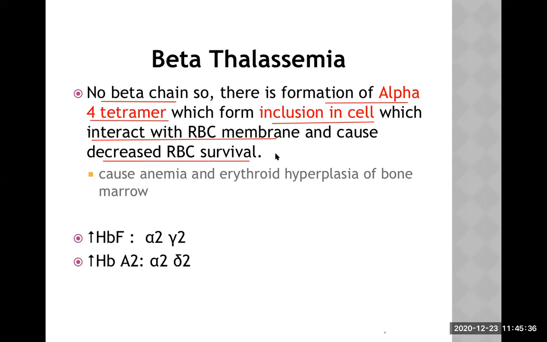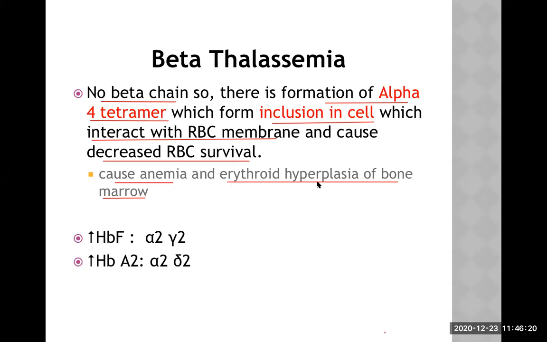So this is the main pathophysiology of thalassemia. So let me repeat again. In beta thalassemia major, there is no beta chain. So there is formation of only alpha chain. 4 alpha will combine together to form a tetramer. Okay, 4 alpha chains together. It forms like a clump or inclusion body inside the cell. Now, this is an abnormal particle inside the cell. So our immune system will identify those abnormal RBCs and they will be removed from the circulation, leading to anemia.